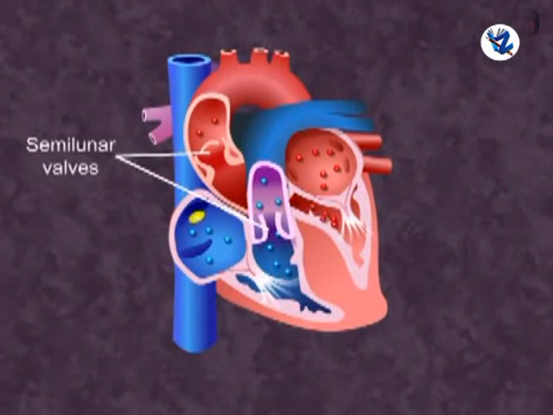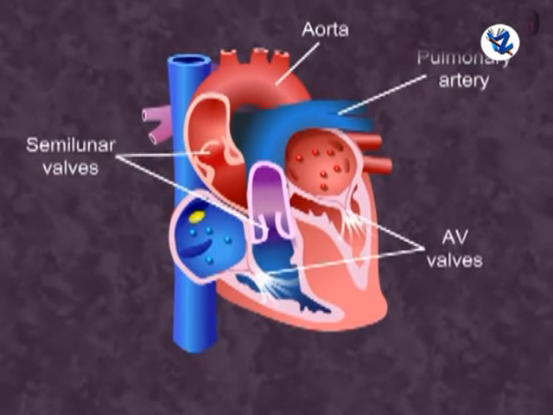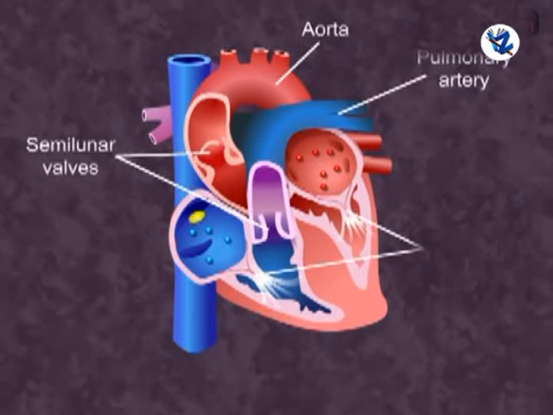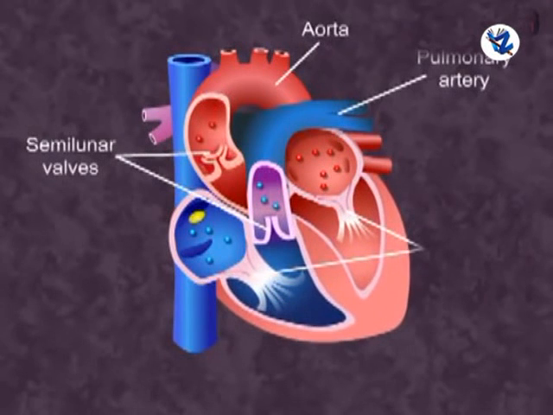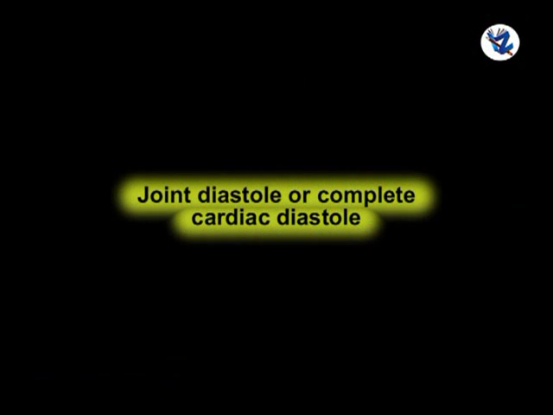Ventricular systole. The deoxygenated blood from the right ventricle enters the pulmonary trunk, which carries blood to the lungs for oxygenation. The oxygenated blood from the left ventricle enters the aorta, which carries blood to all parts of the body. The backflow of blood is prevented by semilunar valves. The ventricular systole lasts for 0.3 seconds.